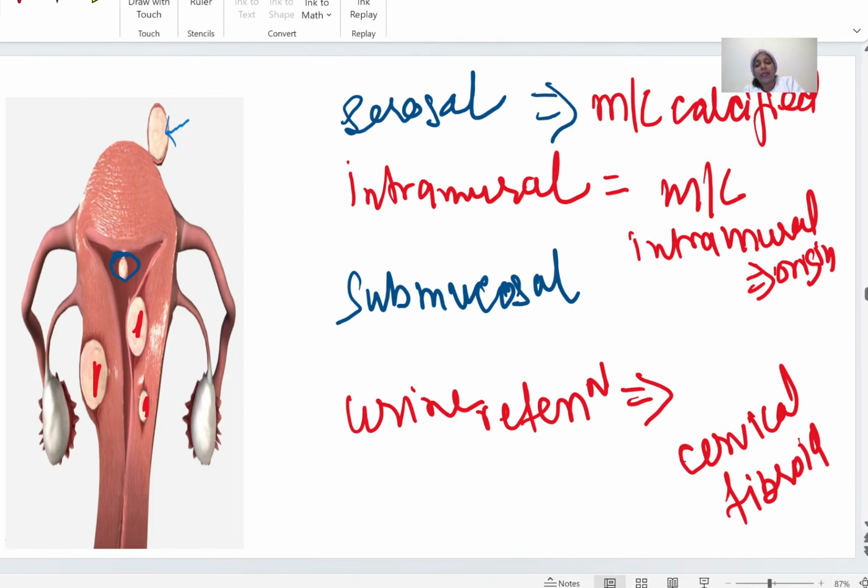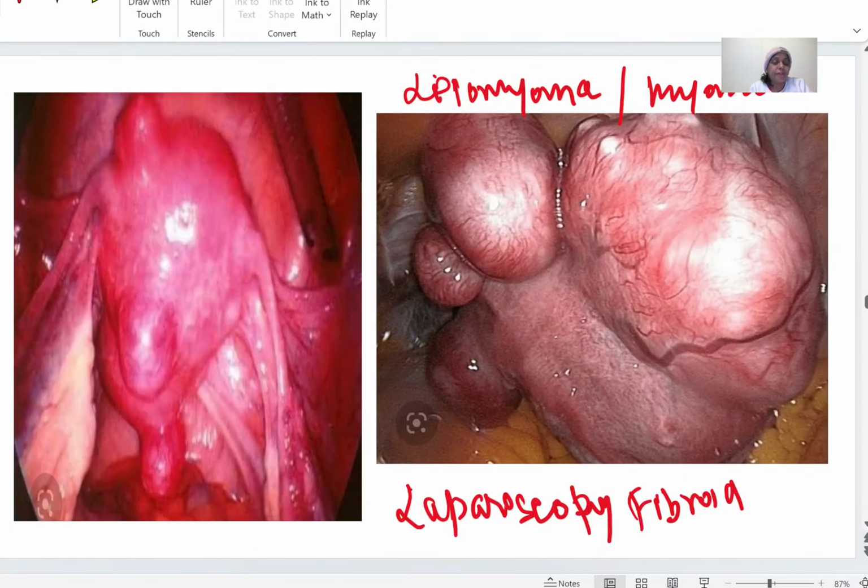Okay. The arrow wala is serosal, and this wala is intramural, and this chotu sa is submucosal. Serosal are most common to calcify. The intramural is most common fibroid. All the fibroids are intramural in origin, and submucosal are the fibroids which cause infertility and menorrhagia. Urine retention is most commonly seen in cervical fibroid. These both are the pictures of fibroid. Fibroid has a very high incidence, 60 to 80%, and the other names of fibroid are leiomyoma and myoma.